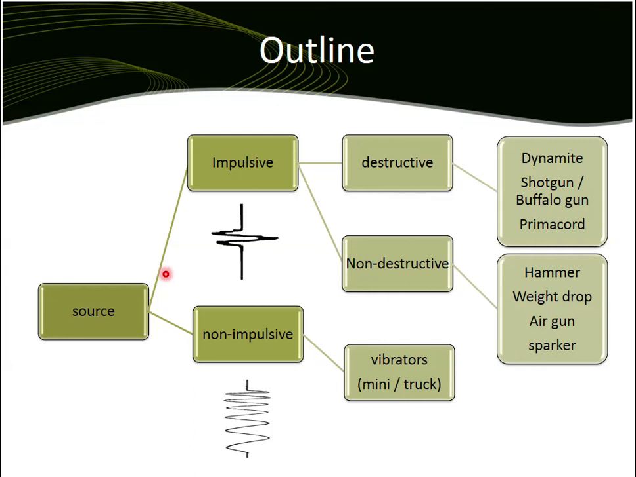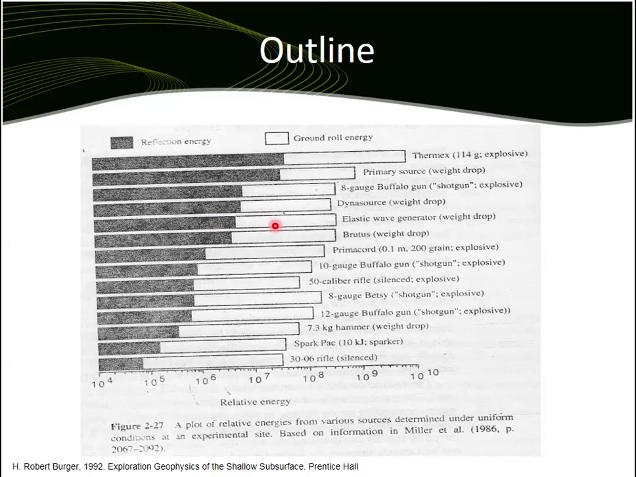In a nutshell, this is how we can classify, in a more general way, all the types of sources. Vibrators are the only non-impulsive source, continuously producing a sweep signal, while the rest are impulsive. Last but not least, here is the comparison of the type of energy produced for different types of sources. In brackets, refraction energy and ground roll energy.